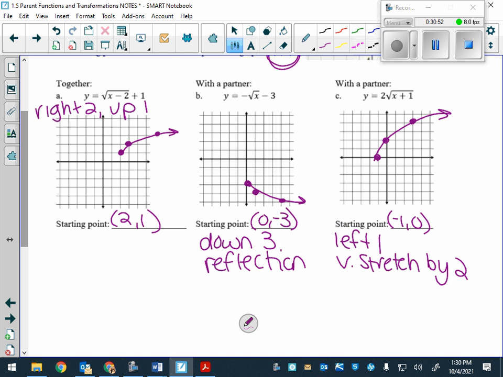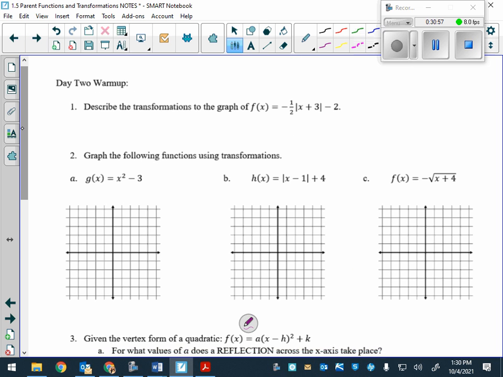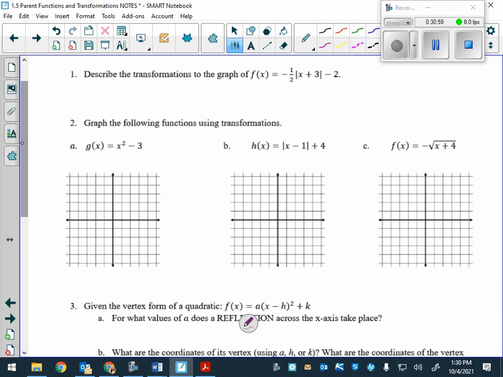All right, so now we're going to try this next page, which is a warm-up. And if you want to work with someone next to you, you can. Okay, you're going to go through 1 through 3, describing the transformations, graphing these 3 functions, and then answering some questions below. Okay, try 1, 2, and 3 through the warm-up.